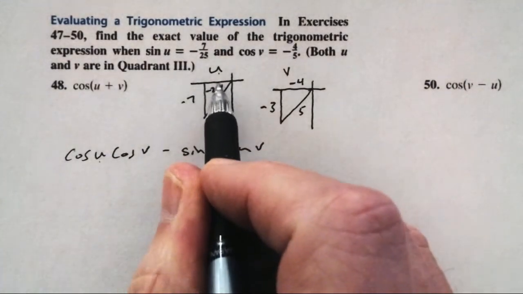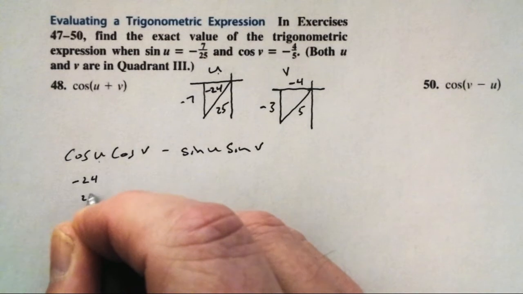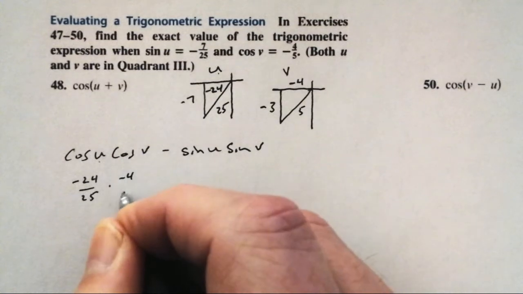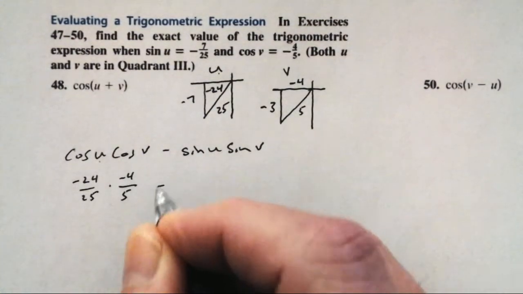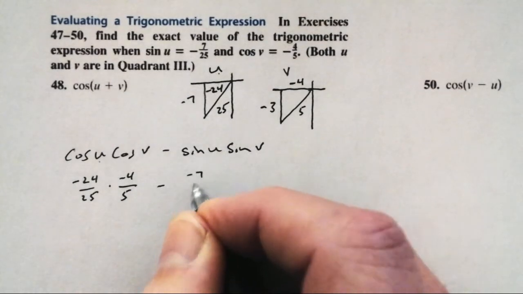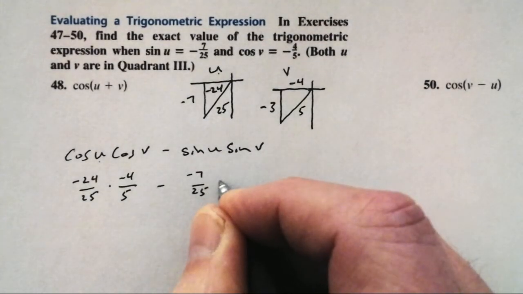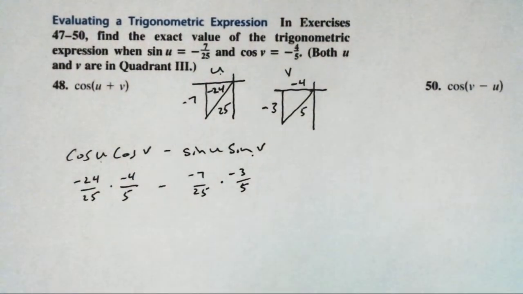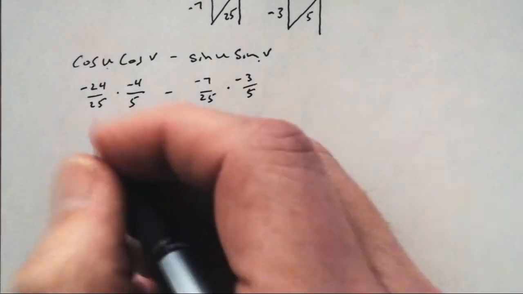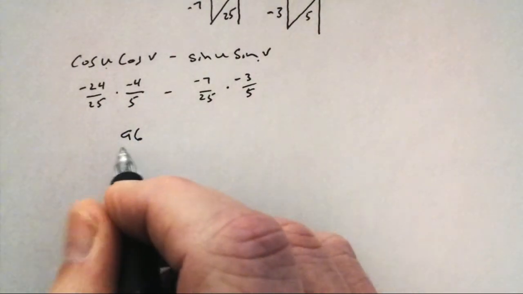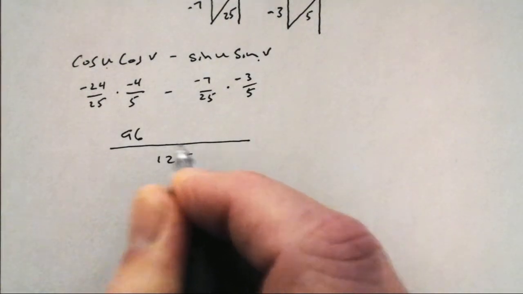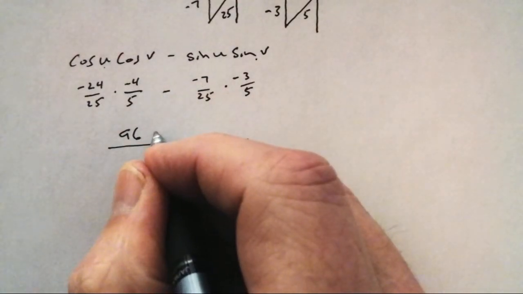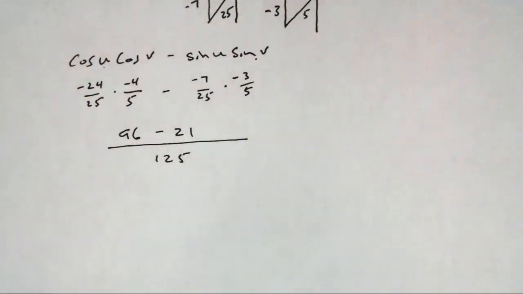Cosine of u, so cosine from here, negative 24 on 25 times cosine of v, negative 4 on 5, minus sine of u, negative 7 on 25, times sine of v, negative 3 on 5. Lots of negatives. That gives us 96. Notice we get common denominators. That will happen. Common denominator, 5 times 25, 125. Minus, minus, minus. That becomes minus 7 times 3, 21.